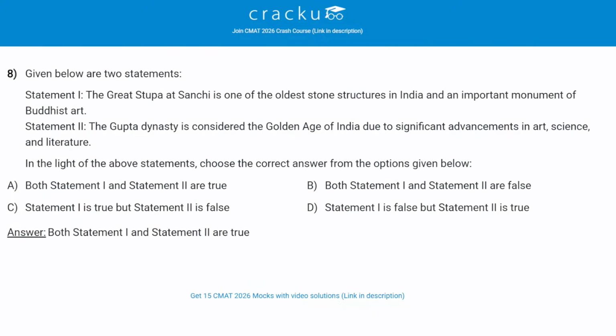In this question, we are given two statements, and we need to find which are true or false. Statement 1: the Great Stupa at Sanchi is one of the oldest stone structures in India and an important monument of Buddhist art. This is correct. Statement 2: the Gupta dynasty is considered the golden age of India due to significant advancement in art, science and literature. This is also correct. So both statements are correct, and option A is the correct answer.